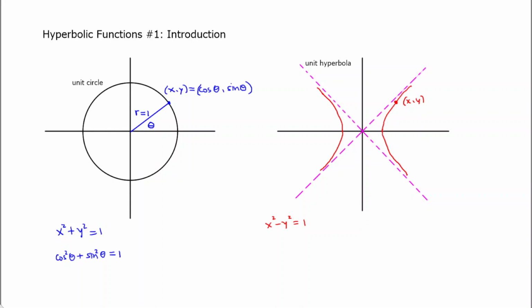This is handy because our unit circle has this equation, x squared plus y squared equals 1, and if we let x equals cosine theta, y equals sine theta, well, they obey this same equation. It's called a trigonometric identity. Cosine squared theta plus sine squared theta equals 1.